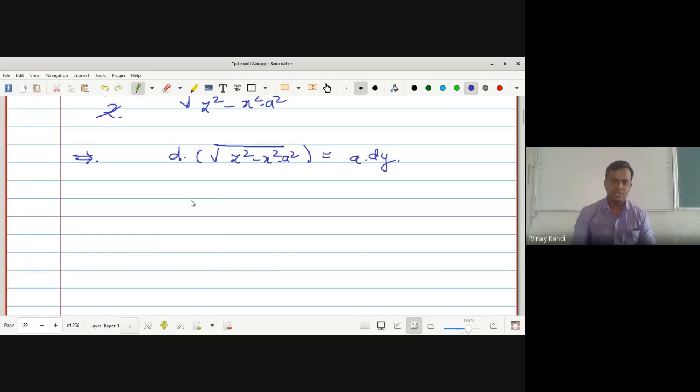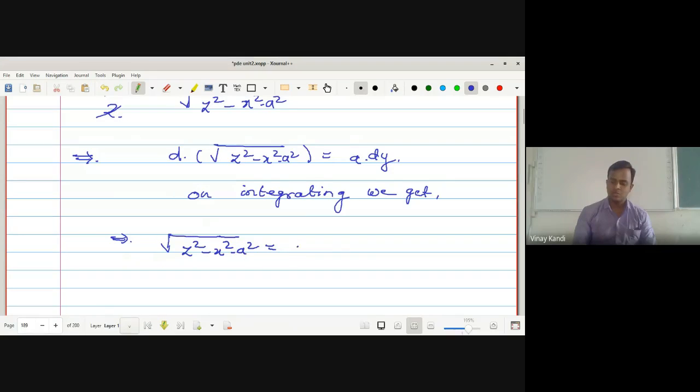So on integrating we get square root of z square minus x square into a square is equal to ay plus b, where b is the integrating constant. So that implies taking square on both sides, we get z square minus x square into a square is equal to (ay plus b) bracket square.